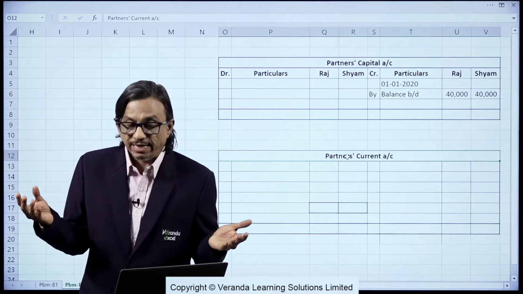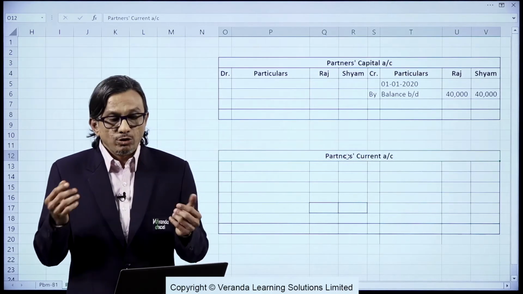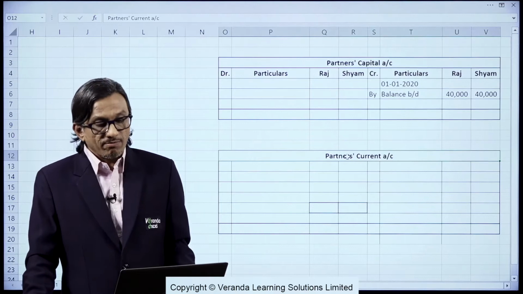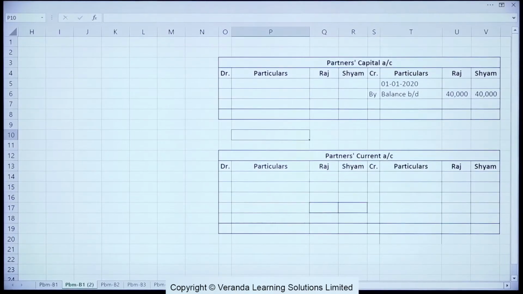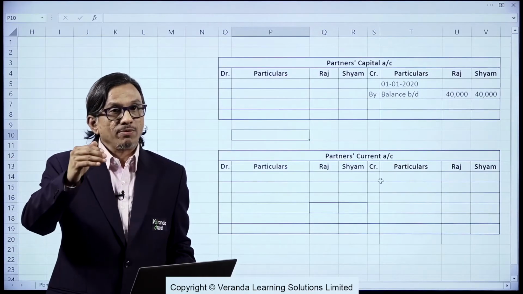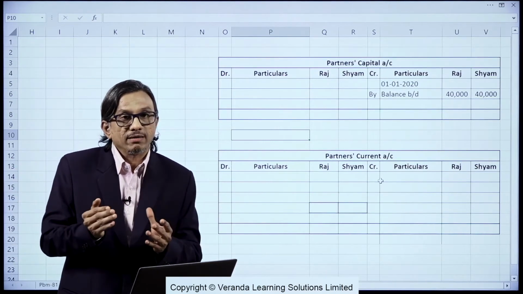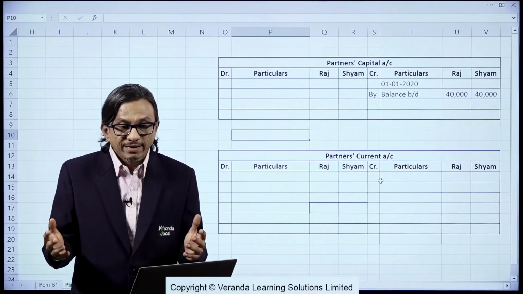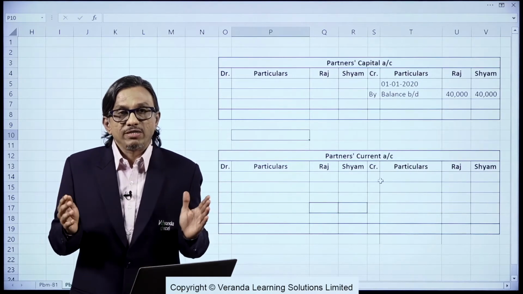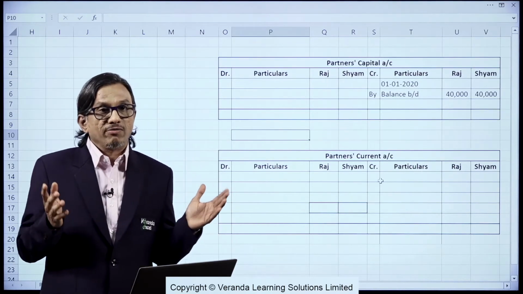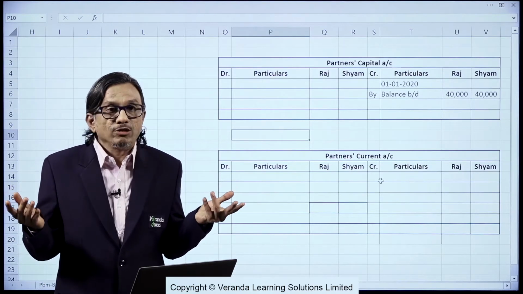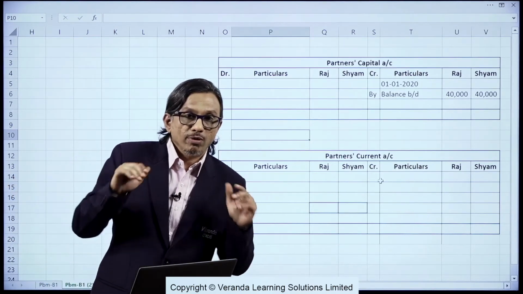For example, they say Shyam is entitled to a salary of 700 per month. This salary will be debited to the P&L appropriation account and credited to the partner's capital account because it's salary payable to the partner, not to an employee, provided profits are available. Whether profits are available? Yes, 50,000 rupees profit is available, we can easily pay salary to the partner. That is absolutely no problem.